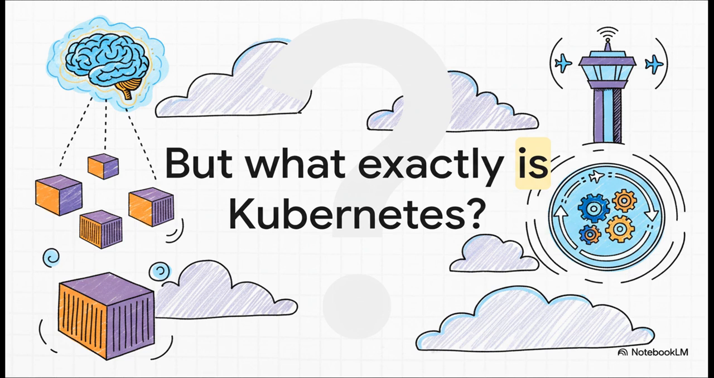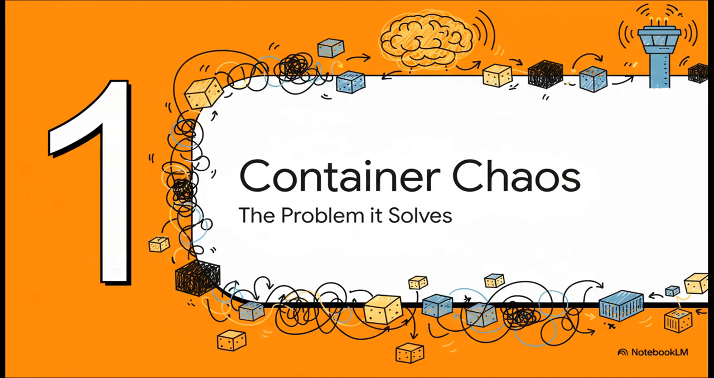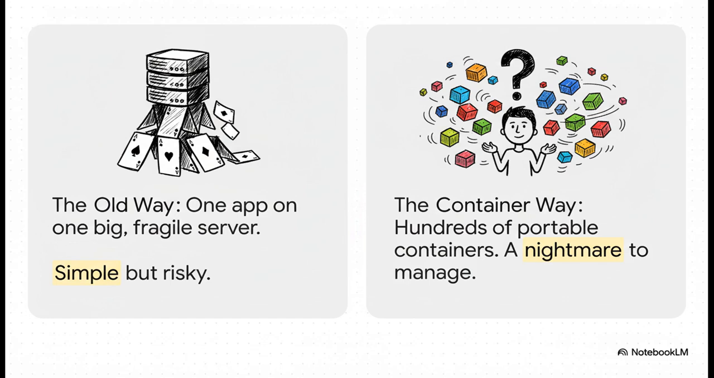And to do that, we first have to go back and understand the problem, the mess that Kubernetes was built to solve in the first place. Before we had this super elegant solution, there was a really big, messy problem, a kind of digital chaos that was seriously holding developers back. Okay, so think about it like this. Back in the day, the old way was simple. You put one app on one big server. Easy enough, right? But if that server died, boom, your whole app was gone.